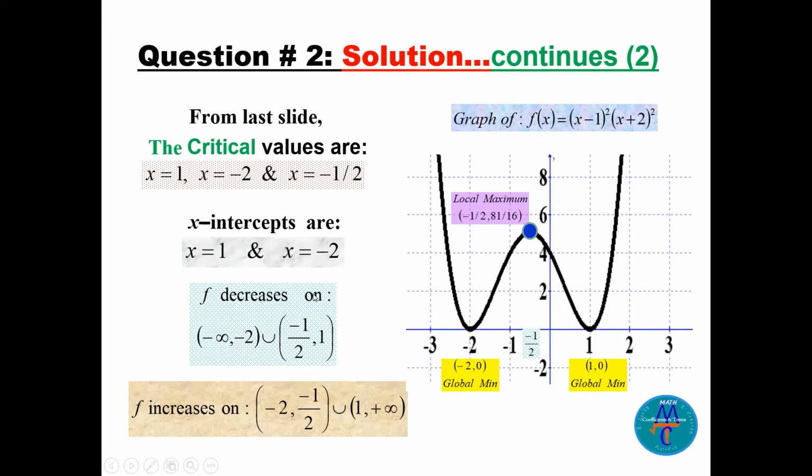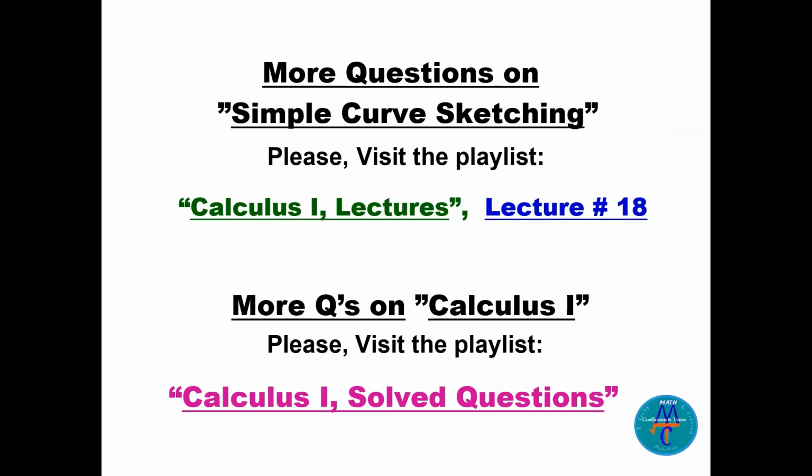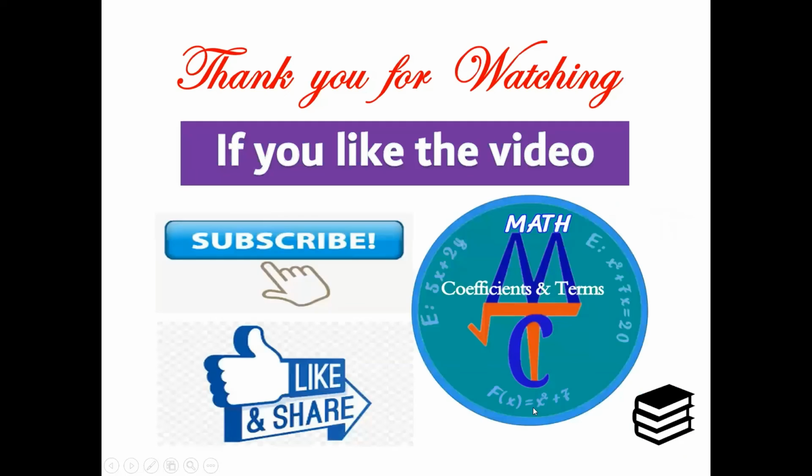The x-intercept is there. And then we have f decreasing from minus infinity to minus 2, and from minus half until 1. It is increasing from minus 2 to minus half, and then from 1 up to infinity. So everything you need on this graph. For more questions on simple curve sketching, you can see lecture 18. And for more questions on Calculus 1 in general, you can visit the playlist Calculus 1 Solved Questions.